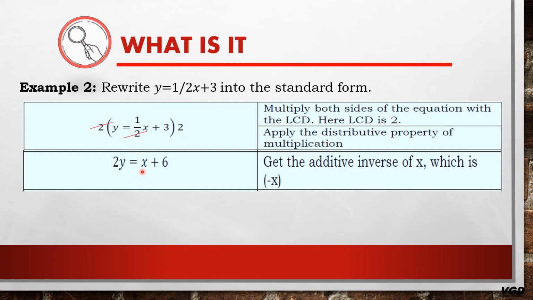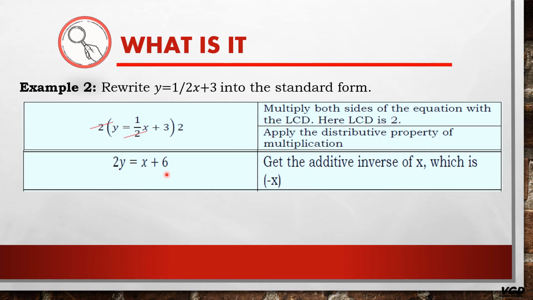So it becomes 1x, or simply x. Then, 2 times 3 is equal to 6. So, as you can see, we have our new equation in which there is no fraction anymore. We have here 2y equals x plus 6.